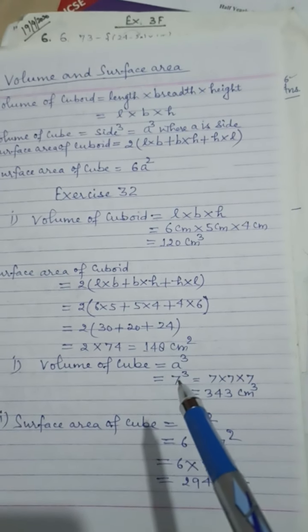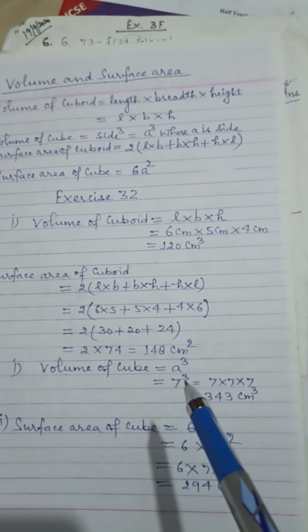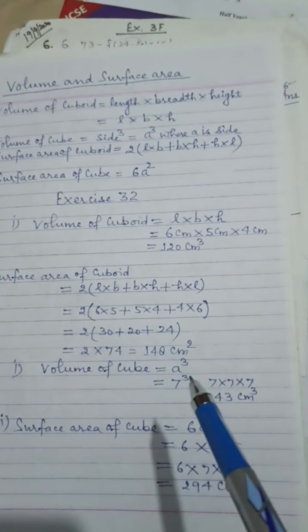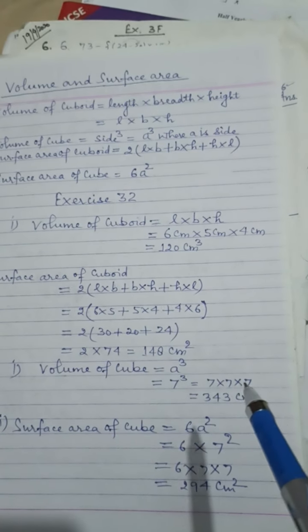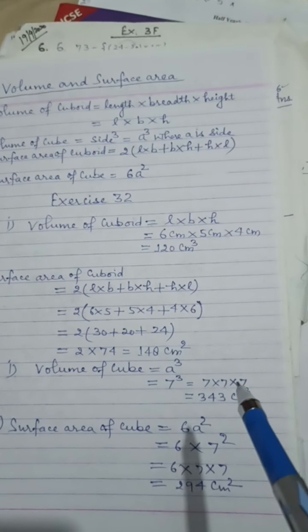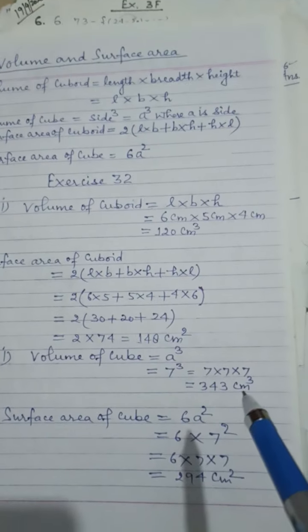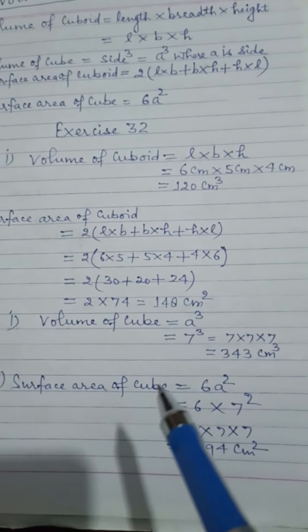7 power 3 means multiplication of 7 how many times? 3 times. Multiplication of 7 3 times. So 7 into 7 into 7. 7 7s are 49, 49 7s are 343. So 343 cubic centimeters. So this is the volume.